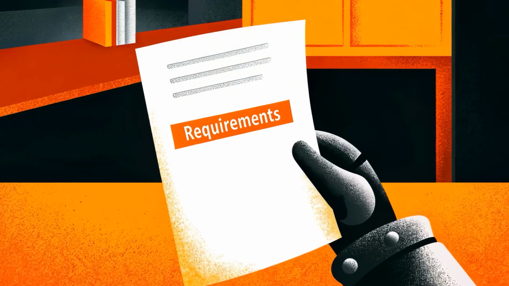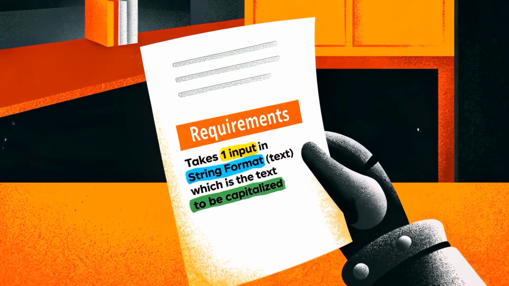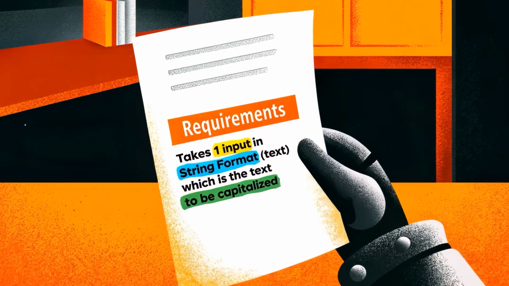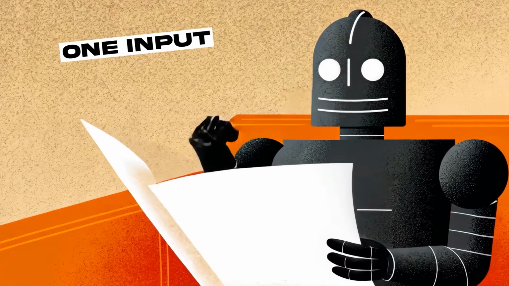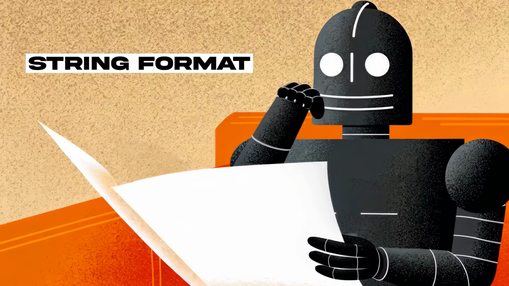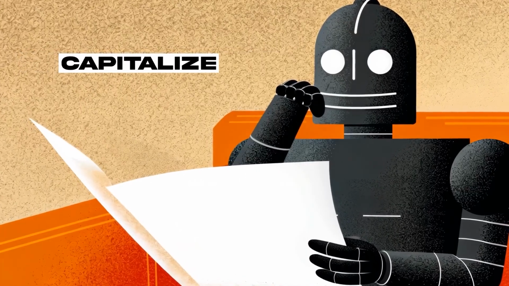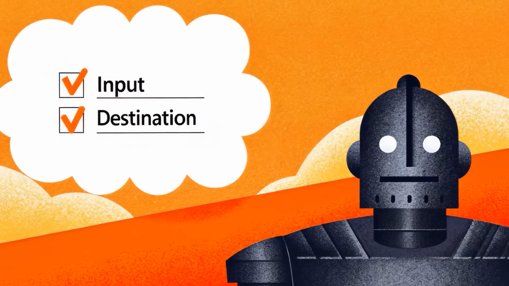And then it will check the requirements and see that the tool takes in one input in string format, which is just text, which we have described as the text to be capitalized. So it reads all this, and says okay, it needs one input, it's in string format, so I know I need to give it some text, and okay, what does this text do? It's the text that they want to capitalize. Great, so now it knows it needs the input, and it knows that this is where it's going to send the text to be capitalized.